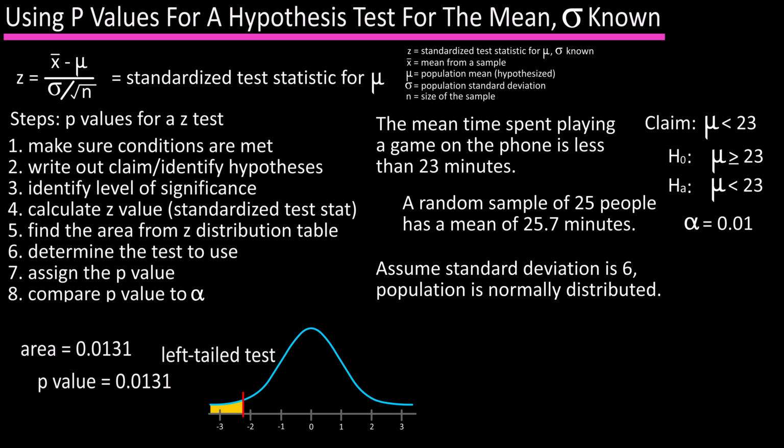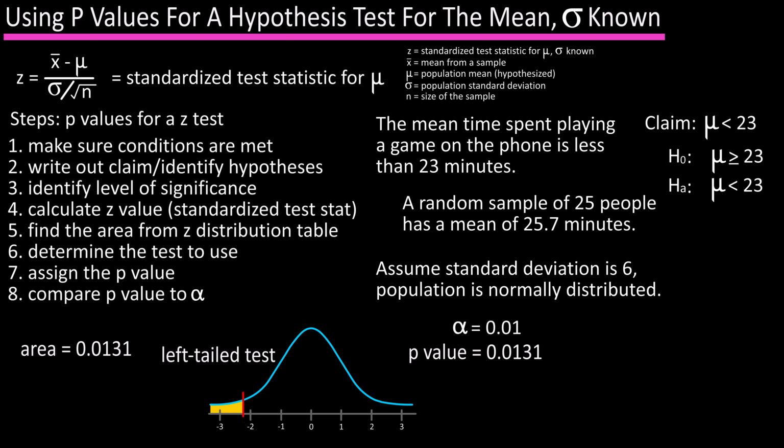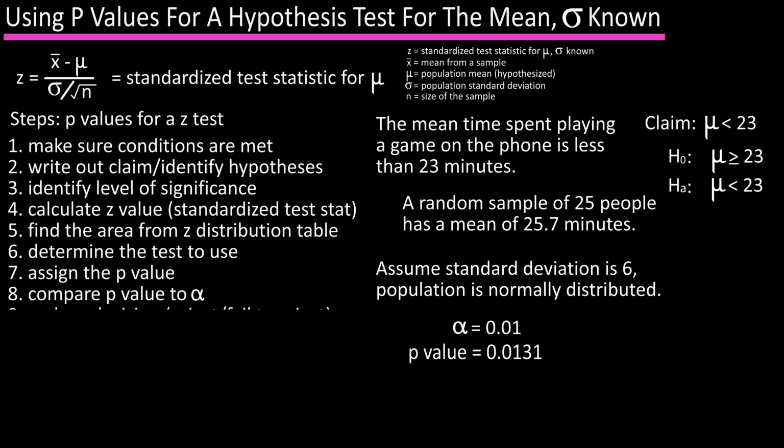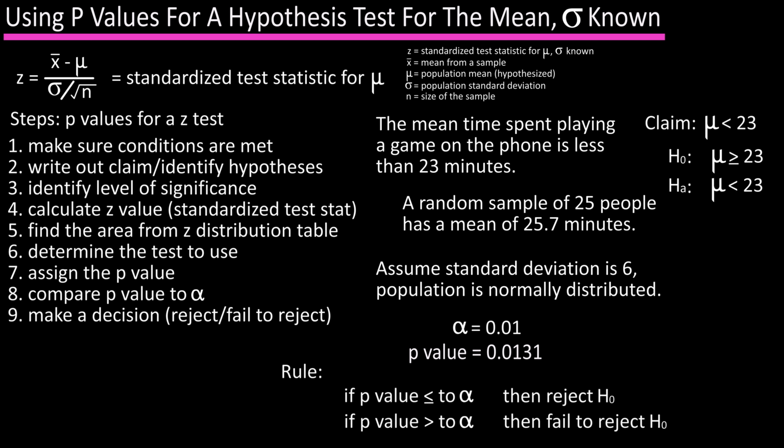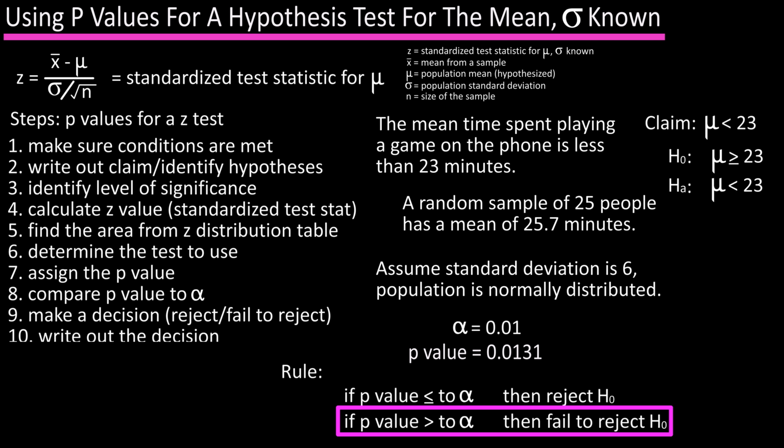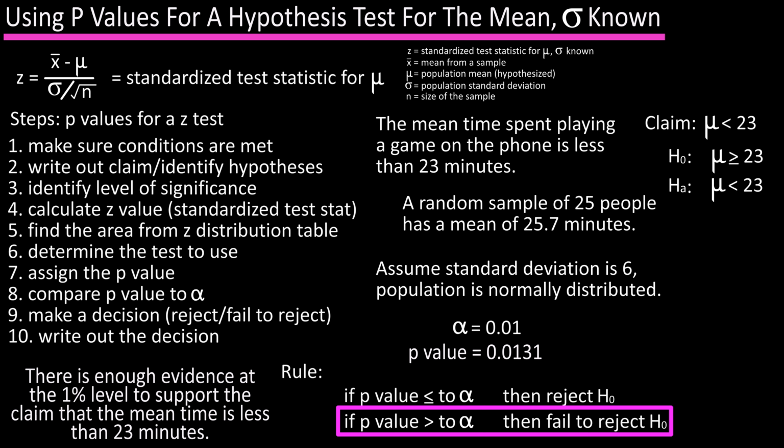Step 8, comparing, we have alpha equals 0.01 and the p-value equals 0.0131. So the p-value is greater than alpha. Step 9, since the p-value is greater than alpha, we fail to reject the null hypothesis. And step 10, there is enough evidence at the 1% level to support the claim that the mean time spent per day playing a game on the phone is less than 23 minutes.